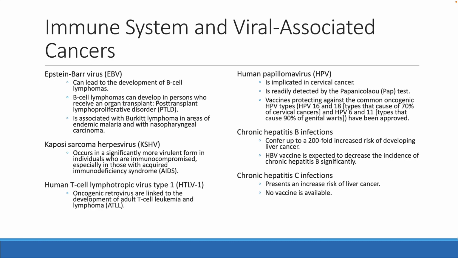Many viruses we know, probably most commonly is the HPV virus. Other viral associated cancers, of course, Epstein-Barr. We're going to talk about how that, or you will read about how that's associated with Burkitt lymphoma. Kaposi sarcoma from HIV. There's HTLV1 that's associated with a type of lymphoma and T-cell leukemia, chronic Hep B, chronic Hep C, etc.